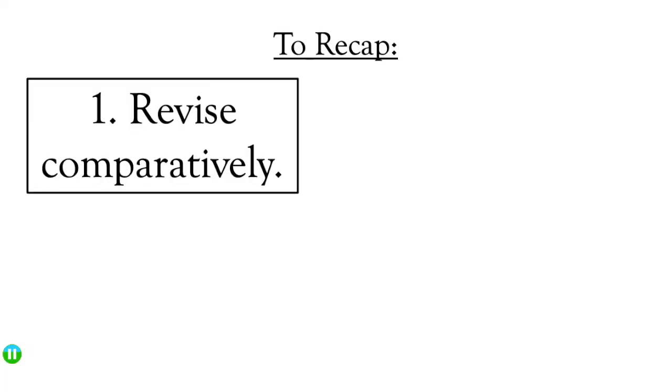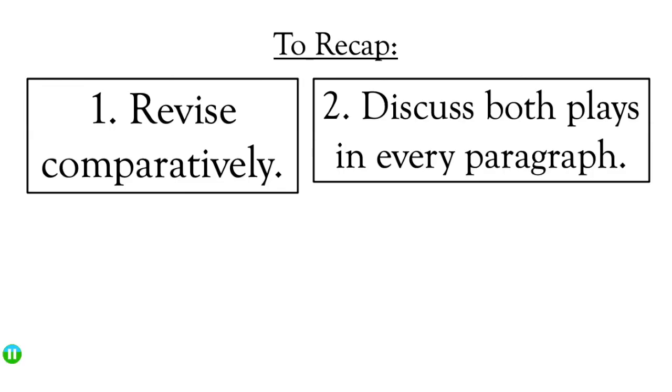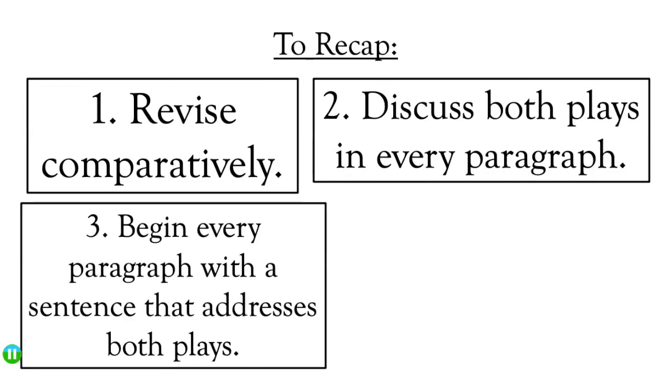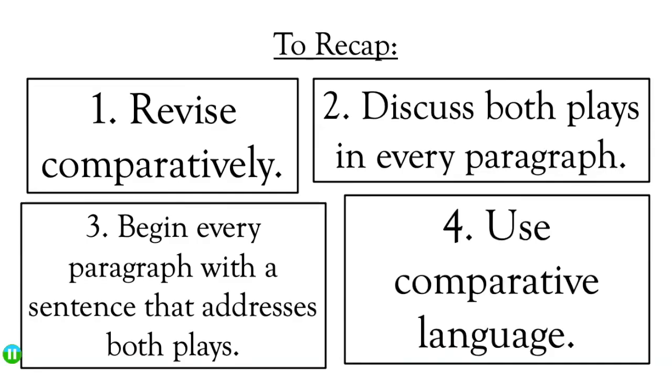So, to recap, revise comparatively, analyse both plays in every paragraph, begin every paragraph with a sentence that addresses both plays, and use comparative language. These tips will help you to prioritise AO4 in your work and achieve as many of the 20 marks that are available for it as possible.